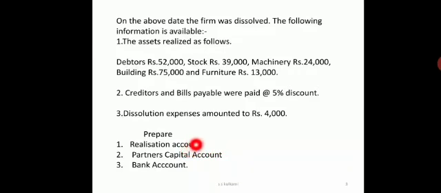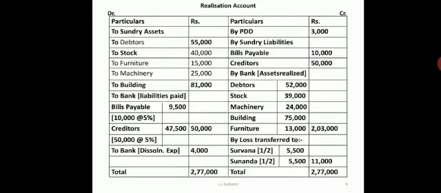So, first we will prepare realization account. Now on top you are writing the heading realization account. Realization account is prepared to know the profit or loss on realization of all assets and liabilities. For this purpose, first all the assets and liabilities have to be transferred to this particular account. So the rule that we are applying here is increase in expense, all the expenses are debited and all the incomes are credited.